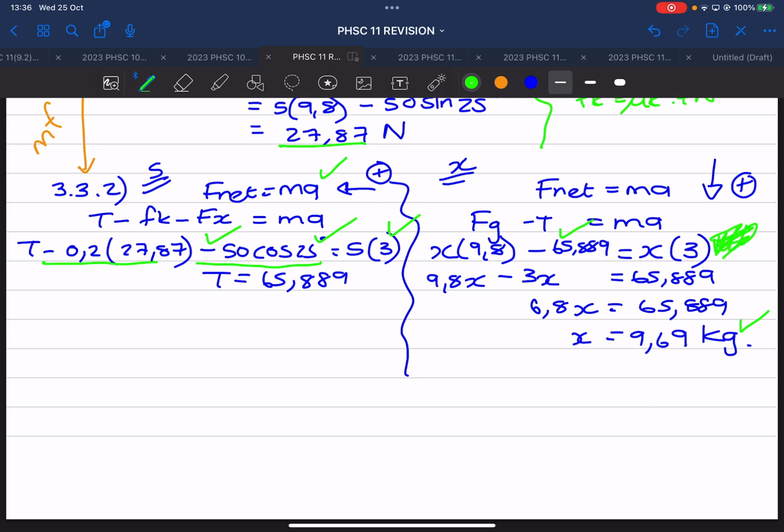Now they ask you 3.4. How will the frictional force on the 5 kilogram block be affected if the angle of the 15 Newton force is increased to 30 degrees to the horizontal? Only increase, decrease, or remains the same, and then explain your answer for 3 marks.